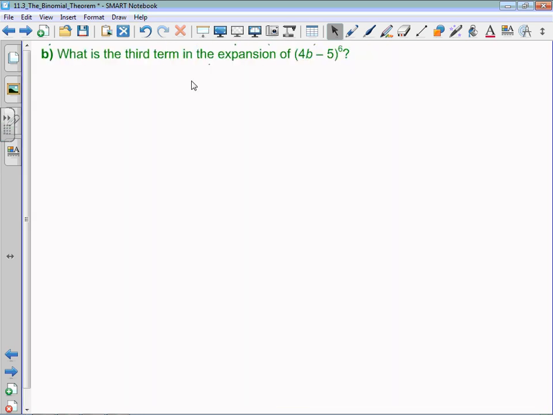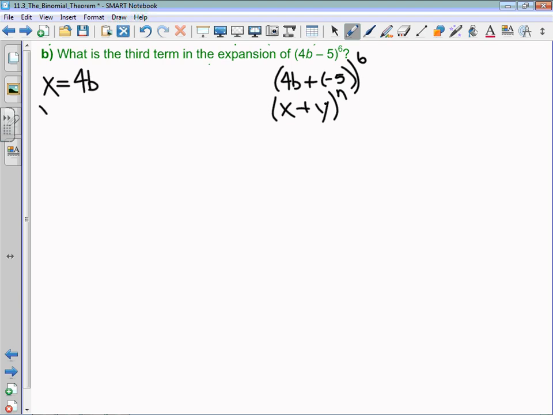All right, let's do one that's a bit more typical, which is where they ask for a specific term. And really importantly, there's no way you want to expand 4b minus 5. That's just crazy. But I am going to do that same thing and write it as 4b plus negative 5 to the power of 6. Because if I compare that to x plus y to the power of n, for this question, x is replaced by 4b, y is replaced by negative 5, and n is replaced by 6.